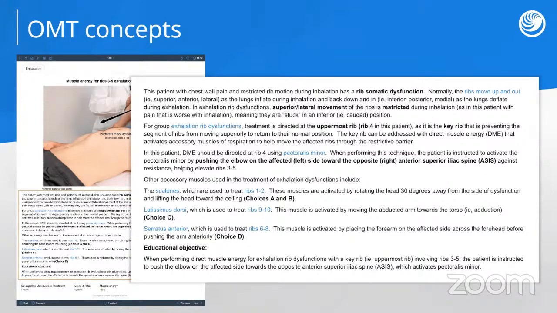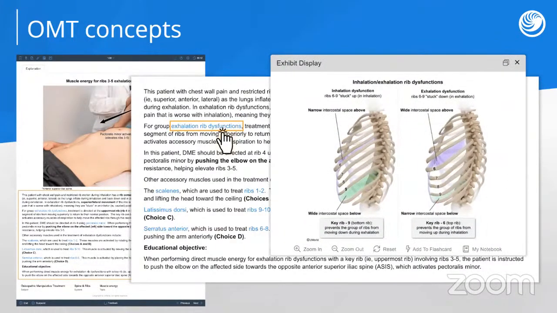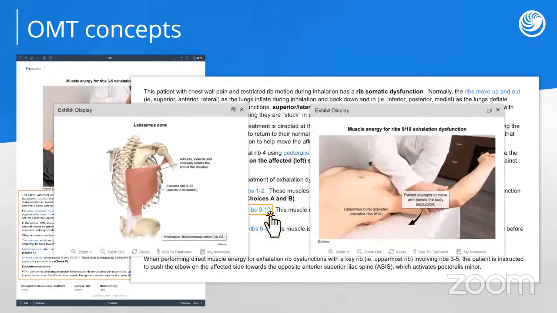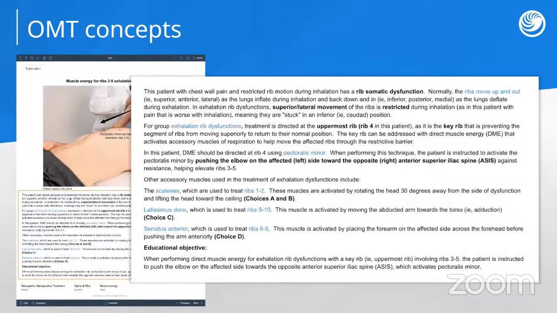You'll notice in this written explanation that you'll see several hyperlinks. These will be very valuable to you as this will actually break down things a little bit further in the OMT concepts. Just a few more examples for you.